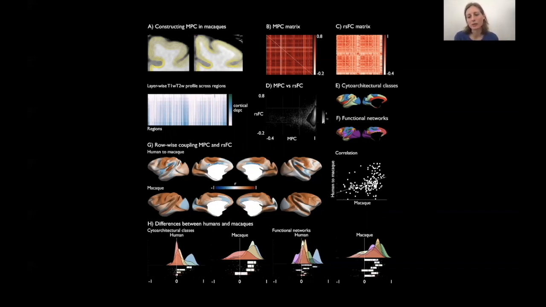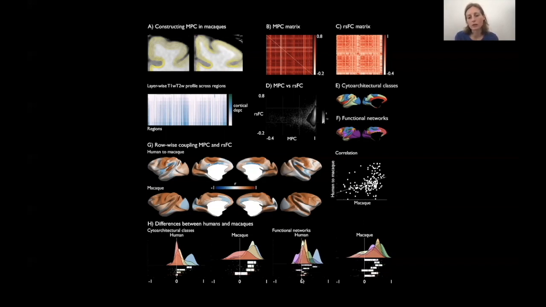And you see, although there's a positive correlation, there's also a part of the regions that show a high correspondence between microstructural profile covariance and functional connectivity in macaques, which have a low correspondence in humans. And indeed, when you project this alongside the architectural classes, you see that in humans, unimodal and heteromodal regions are uncoupled, including also paralimbic regions. But in macaques, paralimbic regions are still more or less uncoupled or show less correlation, but unimodal and heteromodal regions do not, because they still have a high correspondence in macaques.